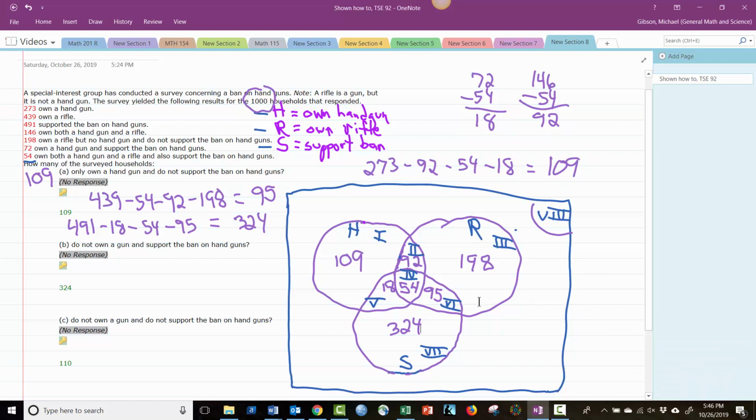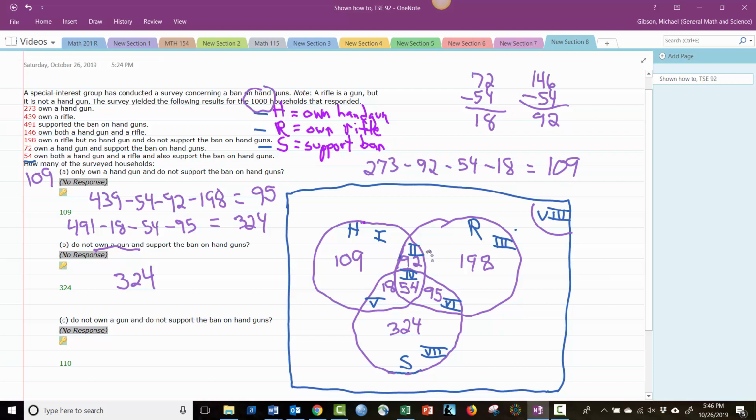Wait a minute, I read that one wrong. Look at this. It doesn't say don't own a handgun, it says don't own a gun of any kind. So that means don't have a handgun or a rifle but support the ban. That's just the 324 down there in area 7. So the last one would be do not own a gun and do not support the ban. So do not own a gun, do not support the ban.